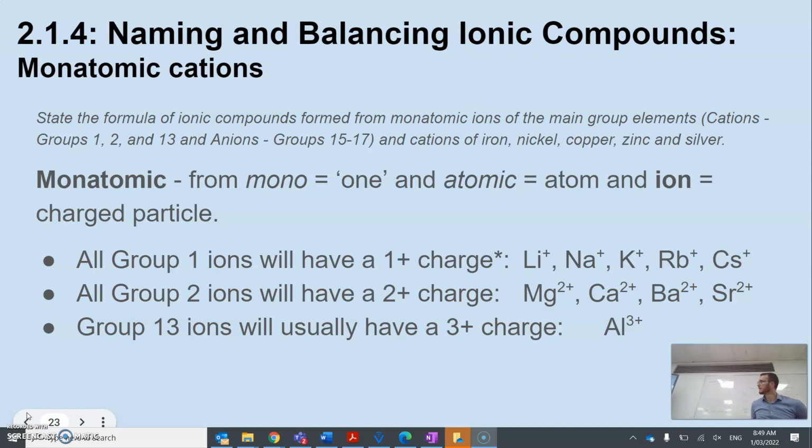So our success criteria says state the formula of ionic compounds formed from monoatomic ions of the main group elements 1 to 13, 15 to 17. So notice we don't have 18. Why don't we have 18 in there? What do we know about group 18? They have a full valence shell. They're non-reactive. What about 14? Why is 14 not in there?